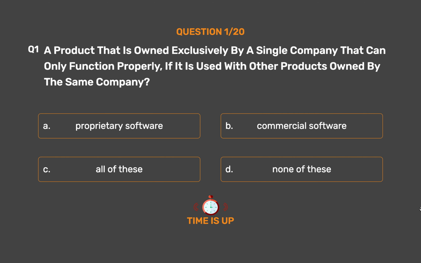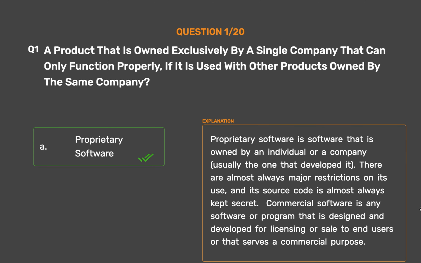The correct answer is Option A. Proprietary software. Proprietary software is software that is owned by an individual or a company, usually the one that developed it. There are almost always major restrictions on its use, and its source code is almost always kept secret. Commercial software is any software or program that is designed and developed for licensing or sale to end users or that serves a commercial purpose.